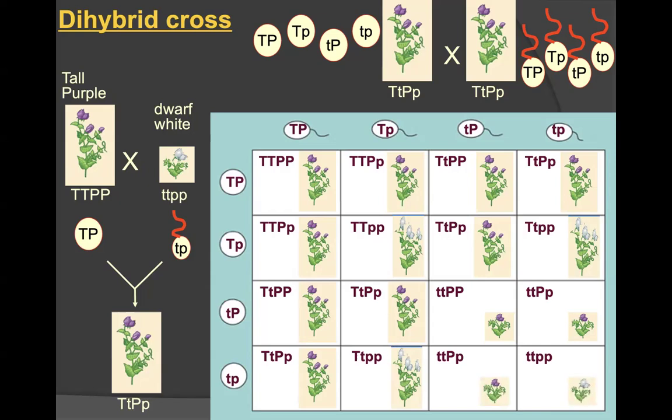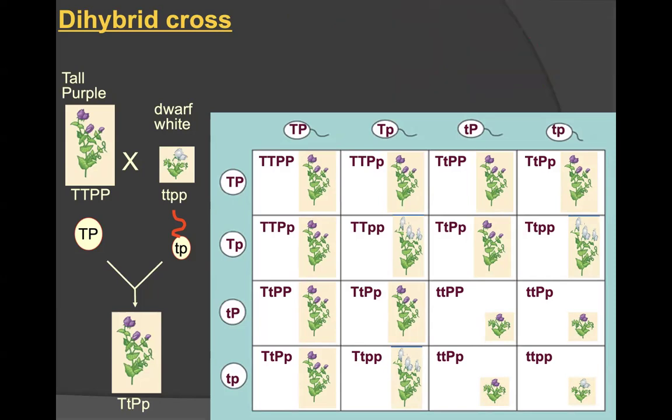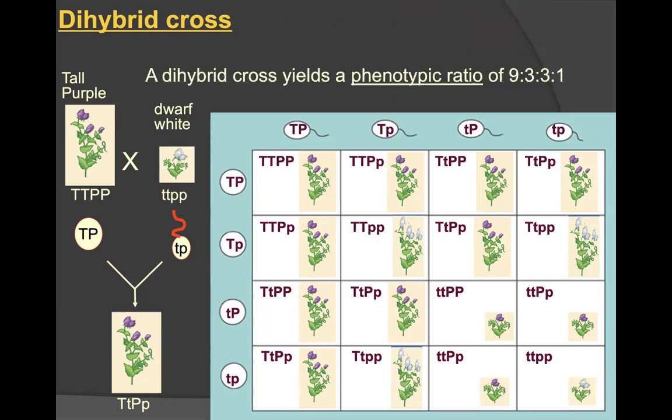So we can see the offspring ratio here. If we take a look at the overall phenotype ratio, we would see that it is a 9 to 3 to 3 to 1 ratio, meaning that we have 9 fully dominant individuals. So 9 would be purple and tall. 3 would be purple and short. Another 3 would be tall and white. And only one individual would exhibit the fully recessive state, meaning that they would be dwarf and white.